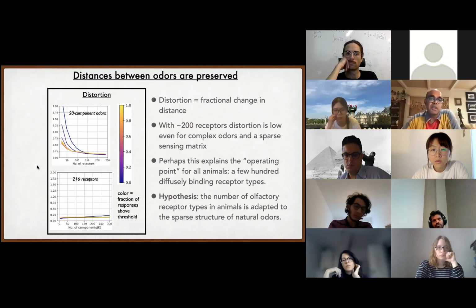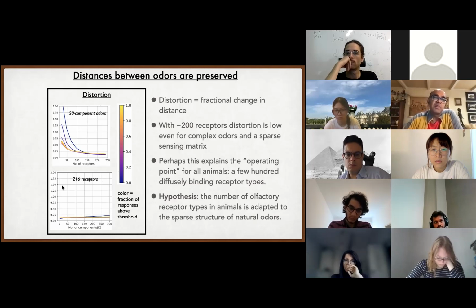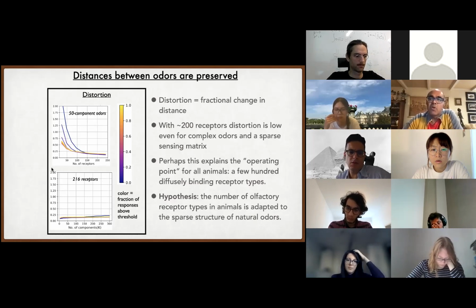So of course, the fewer the responses you have, the less information you have. We'll talk more about this later to decode what the odor is. What's being done here is to decode the odor and then compute a distortion between the decoded odor and the original odor, and try to argue that as you get to a couple of hundred receptors, the distortion is low. So the y-axis is some kind of error measure, a normalized difference between the.